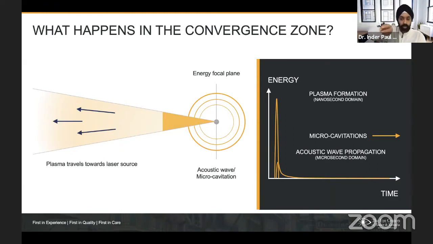That plasma comes towards the source. So the entire distance from left to right, to the right side of that acoustic wave, is called the convergence zone. Think of it like the shock wave. And there's a shield that forms when your plasma forms that prevents further posterior propagation.